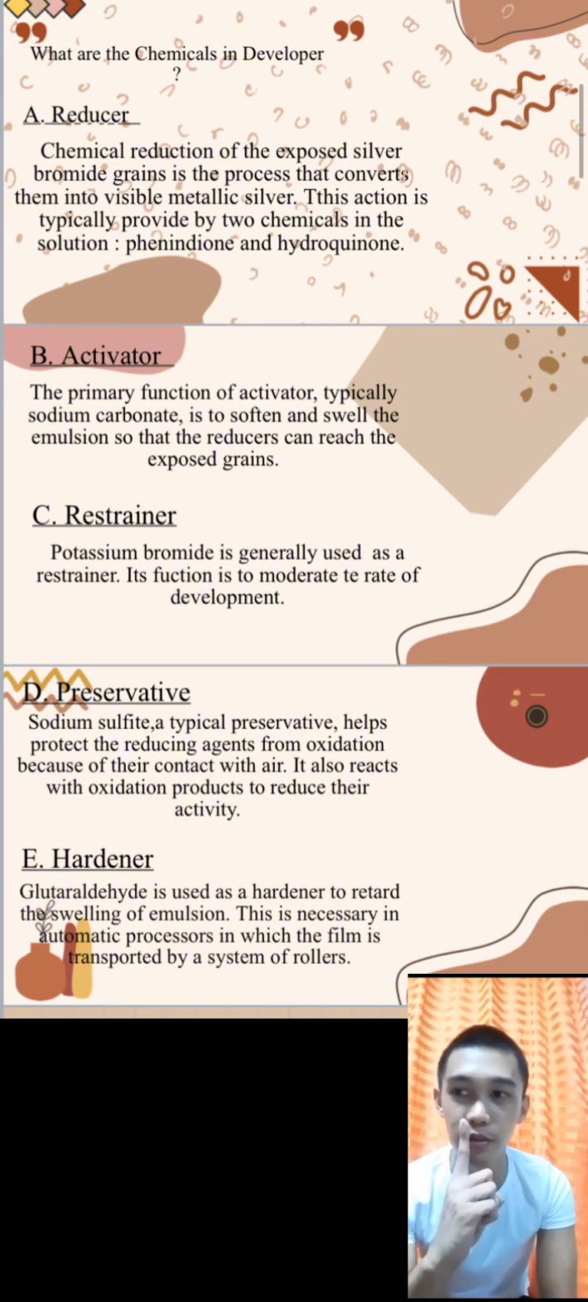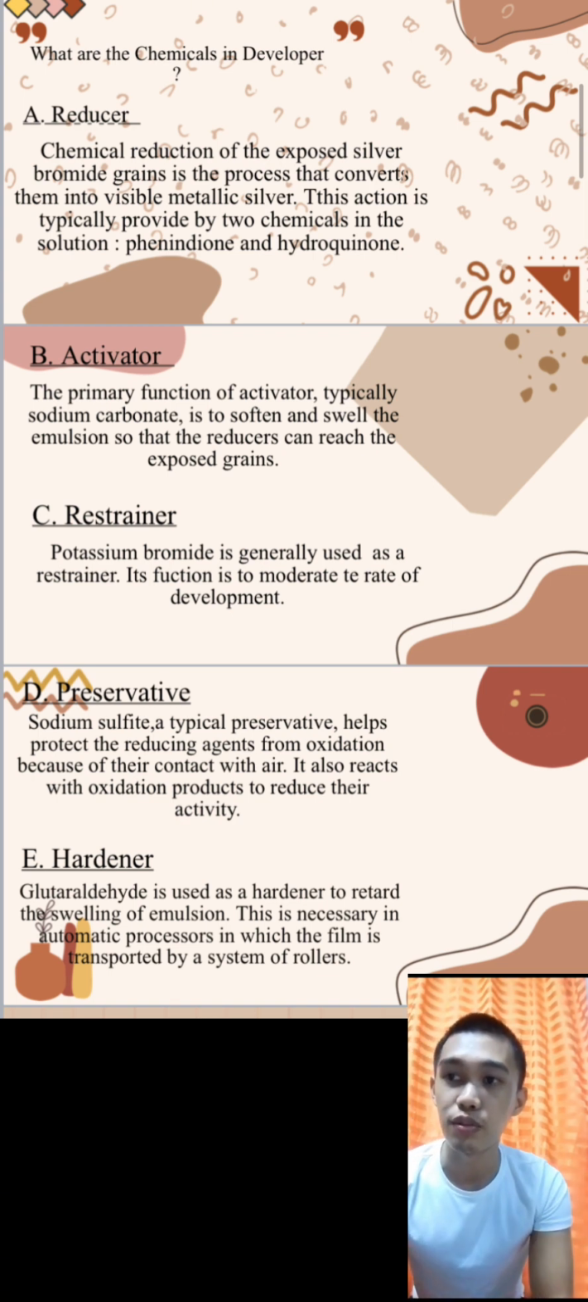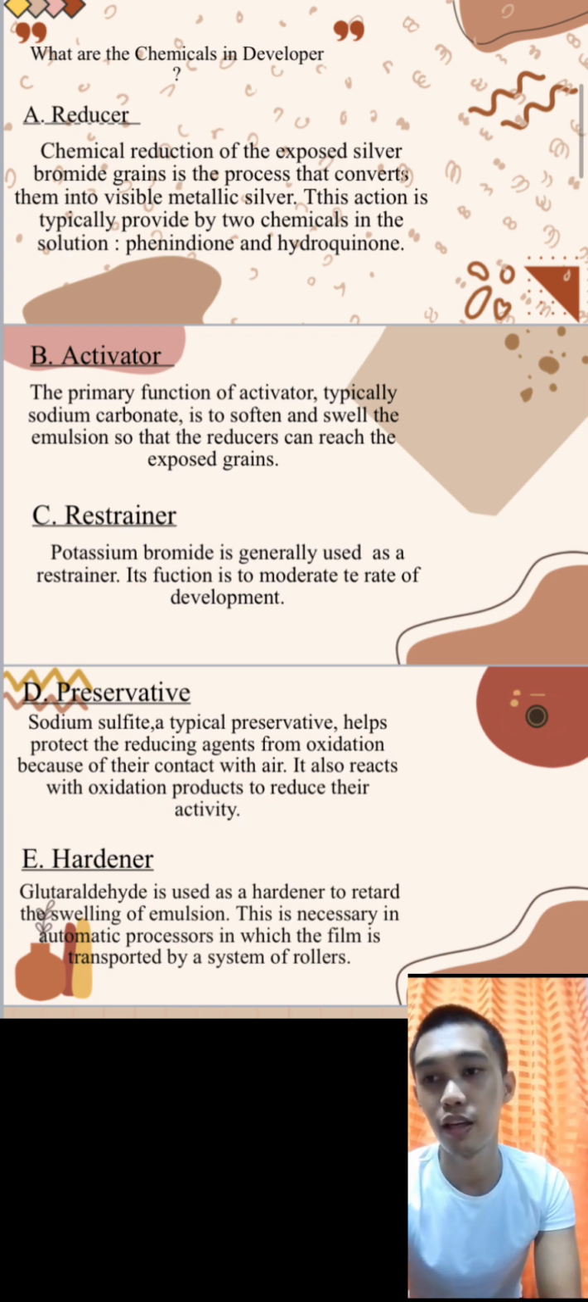I will be reporting on the chemicals in the developer. So first we have the reducer. The reducer is the chemical reduction of the exposed silver bromide grains. It is a process that converts them into visible metallic silver. This action is typically provided by two chemicals in the solution.